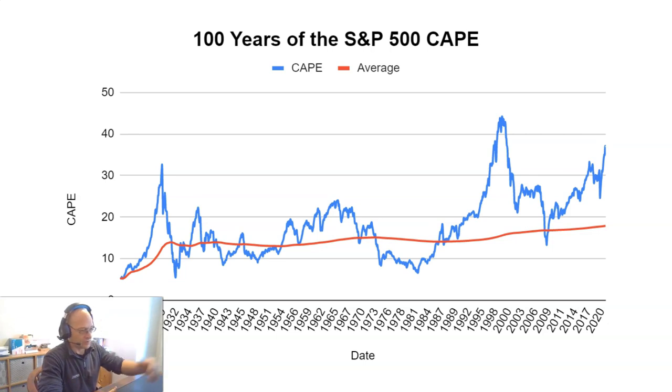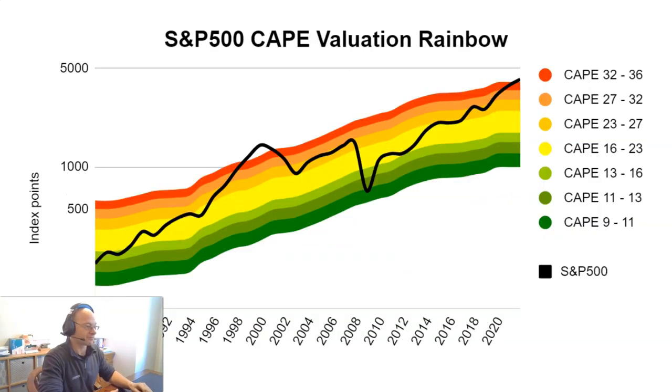And at that point, CAPE was very low relative to its average. Then we had a huge boom up to the dot-com bubble, from which returns again were terrible. And now we've had another massive boom, from which returns will be, well, we're going to cover that a little bit later on. First of all, here's another way to look at the S&P 500's CAPE.